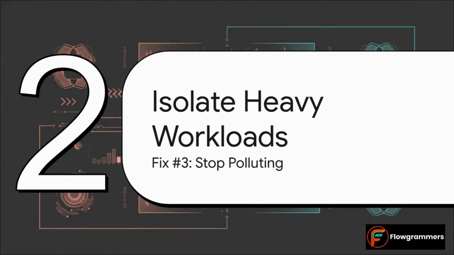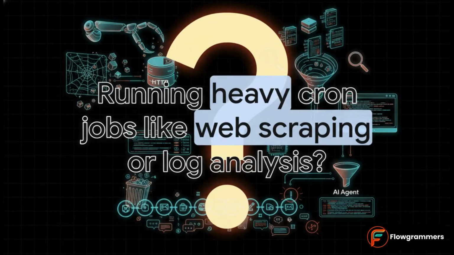Okay, let's move on to our final big fix: isolating your heavy workloads. The whole goal here is to stop your background tasks from just dumping thousands and thousands of tokens of useless text into your main chat session. So, you gotta ask yourself this. Are you running any scheduled jobs, like scraping websites or analyzing huge log files? Because if you are, chances are those tasks are dumping all of their output right back into your main conversation, which permanently inflates the cost of every single API call that comes after it.